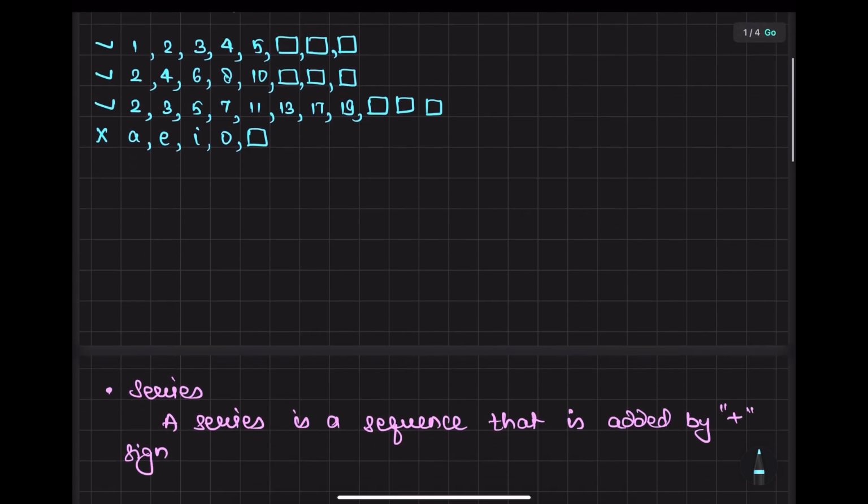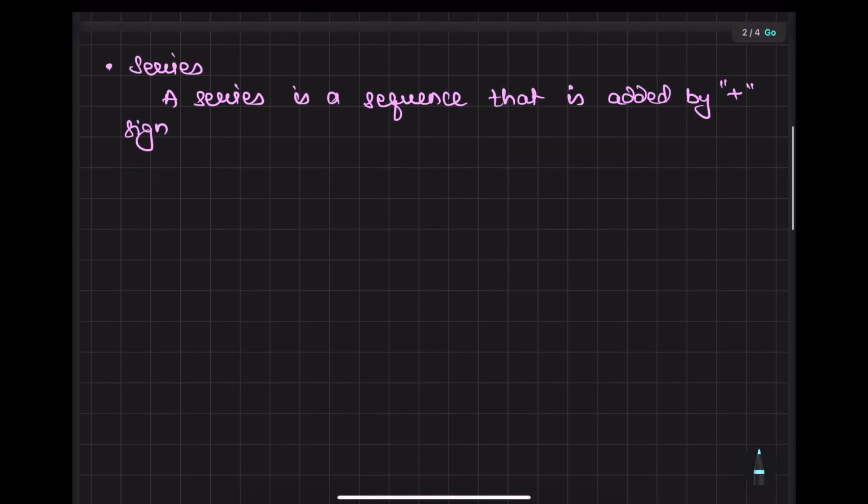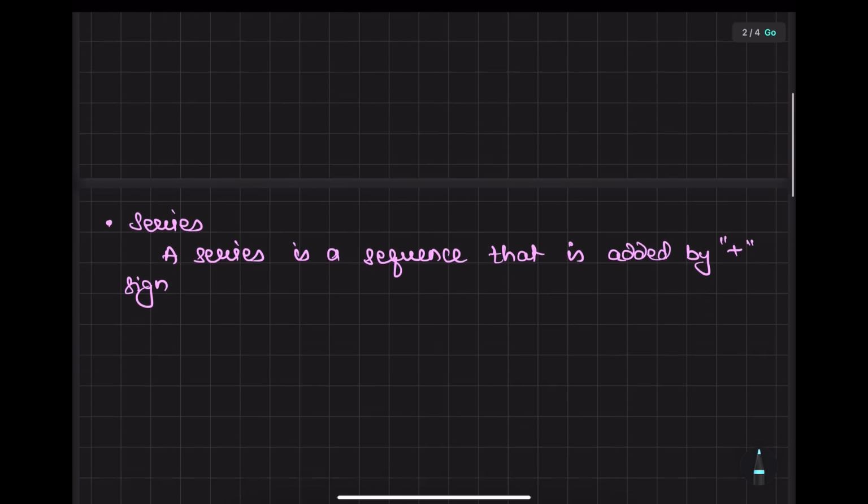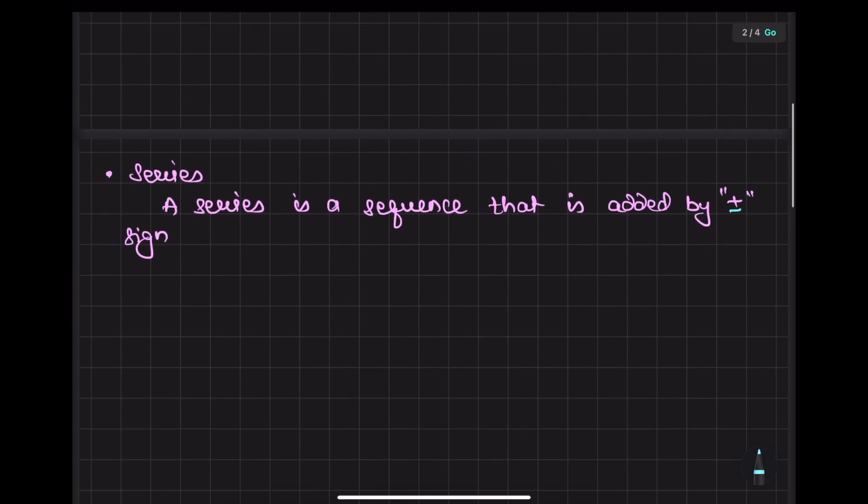Now moving on to the next part, we have series. So what is a series? A series is like a sequence. If you observe, I am separating the numbers with a comma sign. In a series, you will be using the sign of sum. 1 plus 2 plus 3 plus 4 plus. This is the way I will write it, and this will represent a series.